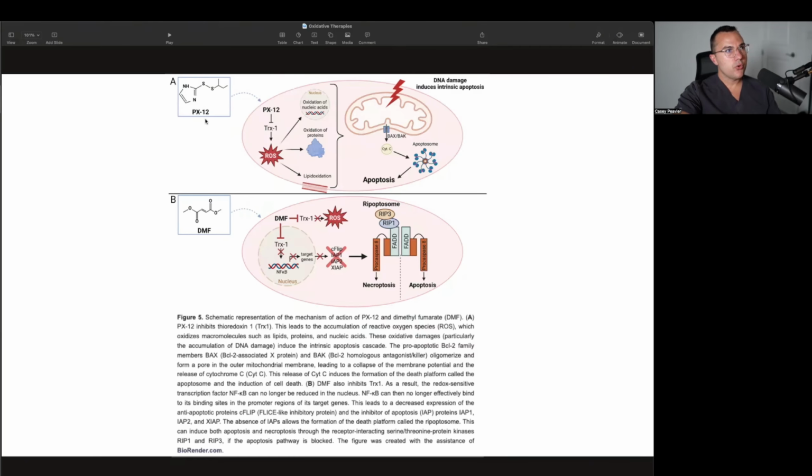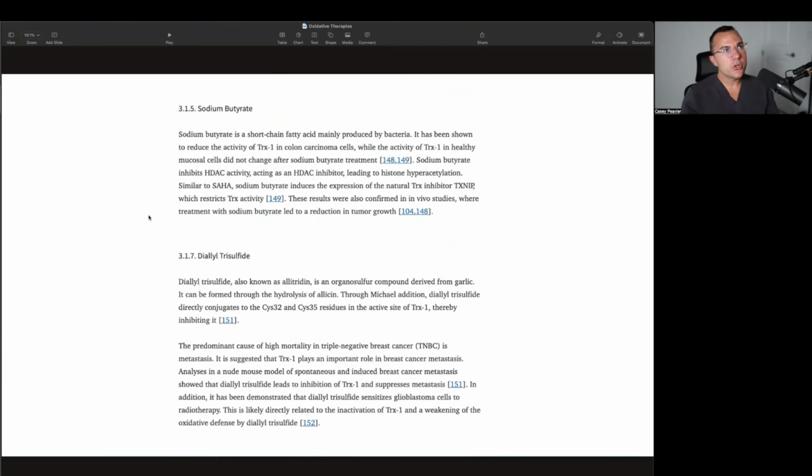Now, PX12 and DMF may or may not be available to us, but what is available to us that interacts with the system? Well, what about sodium butyrate? Sodium butyrate is a short-chain fatty acid mainly produced by colonic bacteria. It has been shown to reduce the activity of TRX1 in colon carcinoma cells, while the activity of TRX1 in healthy mucosa did not change after sodium butyrate treatment.